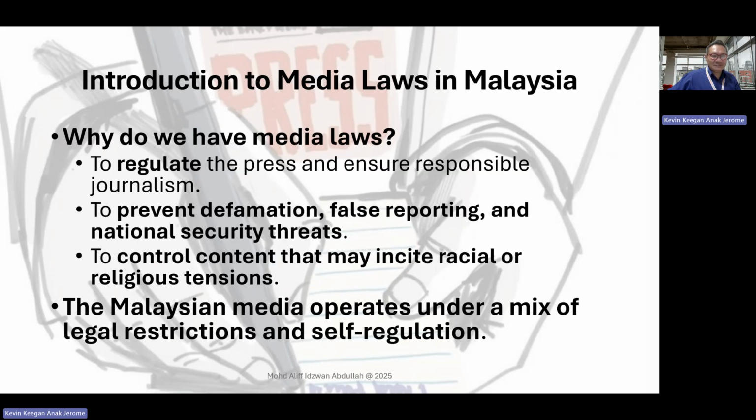Media laws in Malaysia, okay. Why do we have media laws? To regulate, prevent defamation, false reporting, and as well, threats. Sorry, to control content that may incite racial tension. The Malaysian media operates under a mix of legal restriction and self-regulation.